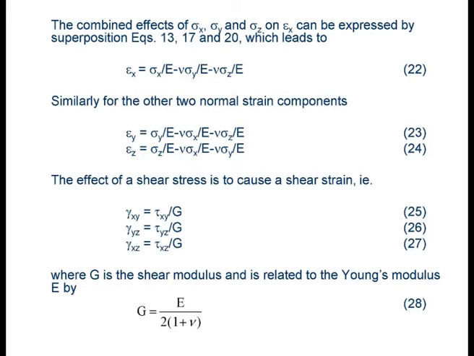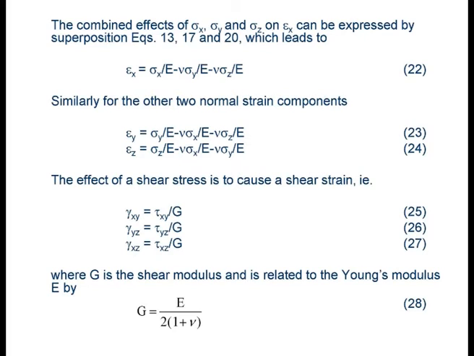Now, the effect of a shear stress is to cause a shear strain, and that is very straightforward. It's always a one-to-one relationship. The shear strain gamma xy is equal to the shear stress tau xy divided by the shear modulus. Similarly, gamma yz equals tau yz divided by the shear modulus, and so on. The shear modulus, in fact, can be related to the Young's modulus and the Poisson's ratio by this simple relationship: the shear modulus is equal to the Young's modulus divided by 2 times 1 plus the Poisson's ratio. Okay, so this is the way it works.